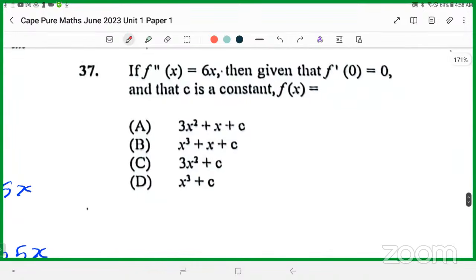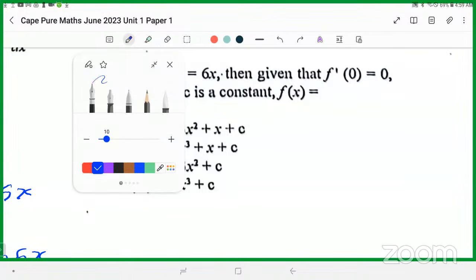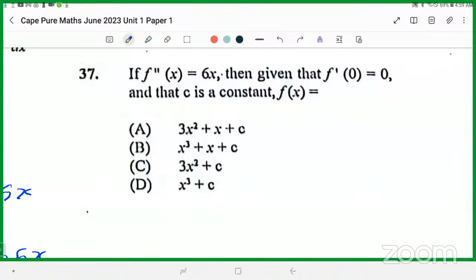All right. F prime is equal to that. F double prime is 6x, right? F prime of 0 is 0. C is a constant. So what I want us to do is find f of x. So I have to integrate this two times. Firstly, f prime, integrate this one time.